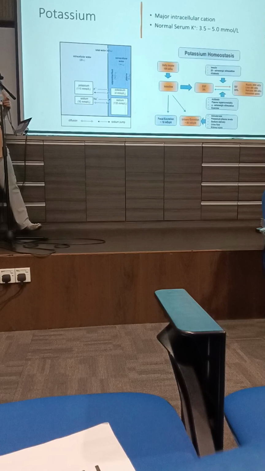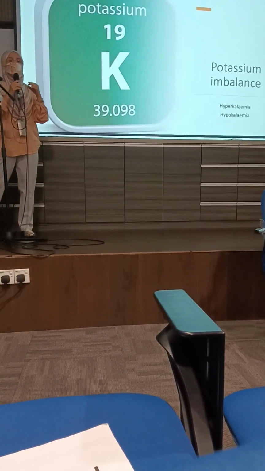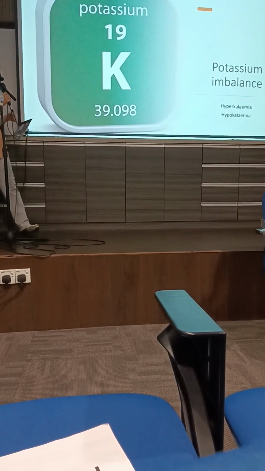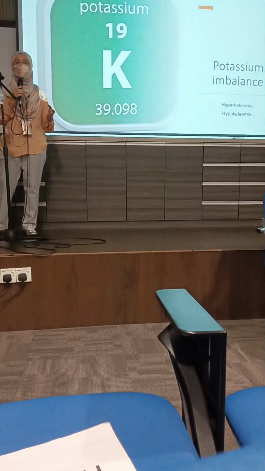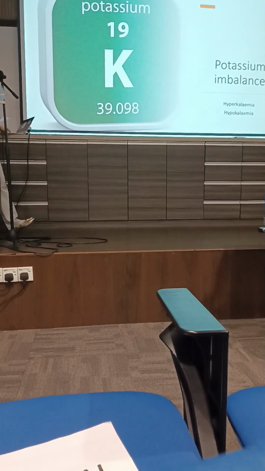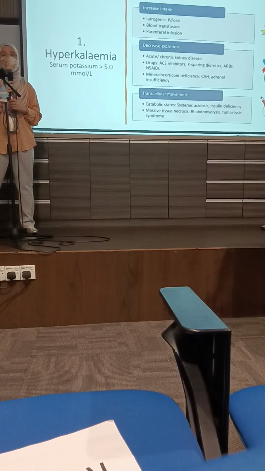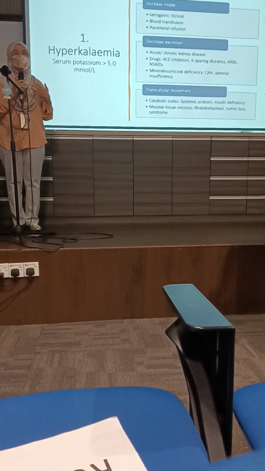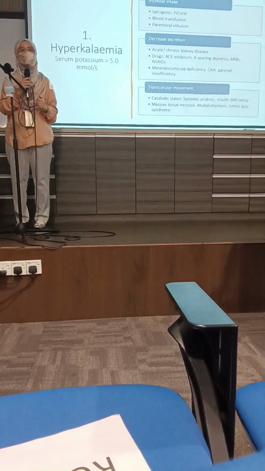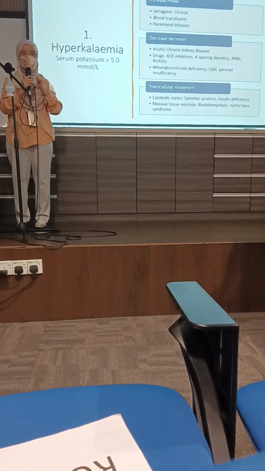Next is potassium. Potassium is a major intracellular cation. So dia duduk banyak dalam intracellular. So the normal concentration is 3.5 to 5. So anything below 3.5 is hypokalemia. Anything above 5 is hyperkalemia. Okay. So hyperkalemia is when the serum potassium is more than 5. So causes can be due to macam mana potassium tu increase dalam badan. Satu, bila dia reduce excretion.